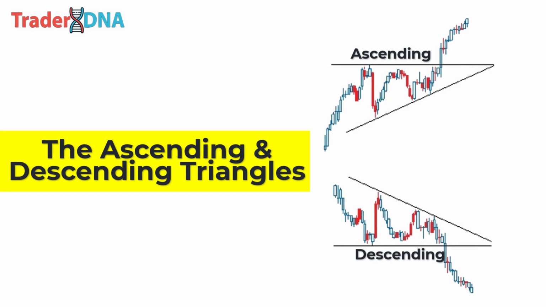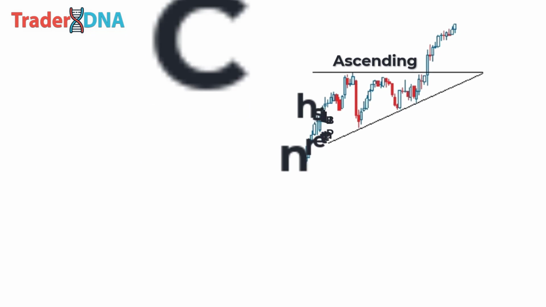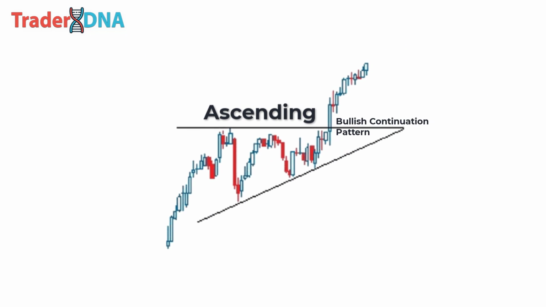Ascending and descending triangles are popular chart patterns known for their reliability and high success rate compared to other patterns. Ascending triangles usually indicate a bullish continuation pattern, suggesting that the price is likely to break above the resistance level and continue rising. The ascending triangle.